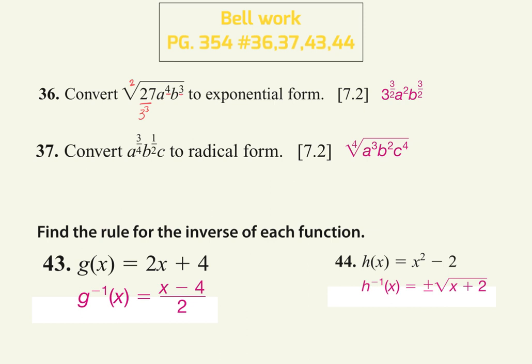These are your numerators. So that's why A became 4/2, which is 2, and B became 3/2 as the exponent. The exponent on the inside is your numerator. The index on the outside is your denominator.